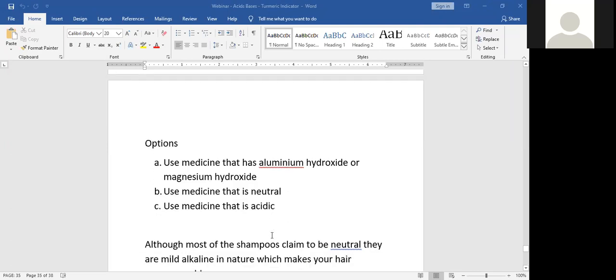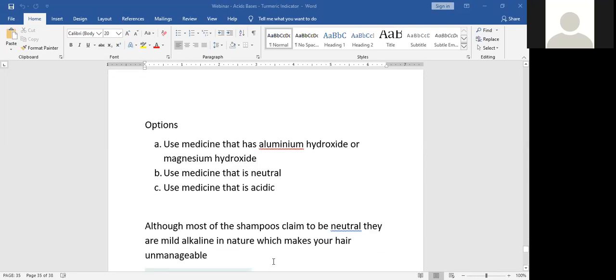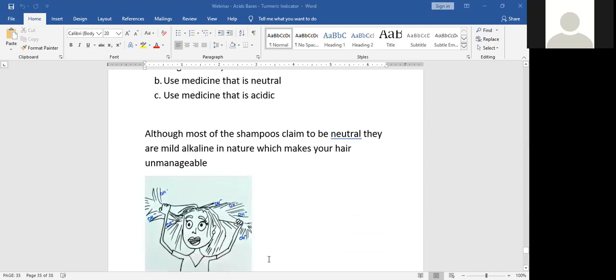Now, although most of the shampoos claim to be neutral, that's the hype these days, right? We have a neutral soap, we have a neutral shampoo. But although it claims to be neutral, it is mildly alkaline in nature, which makes your hair unmanageable, just like this. See?